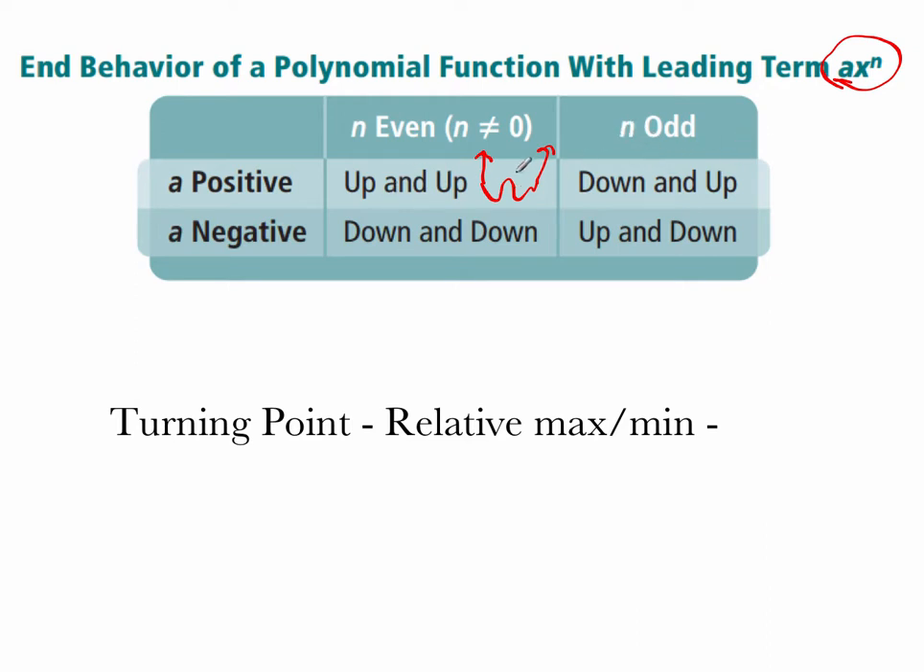Now, if a is negative, this is just going to flip, because remember, if a is negative, that's a reflection across the x-axis. So it'll look something like this. It'll go down and down.